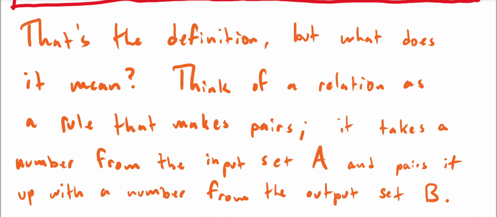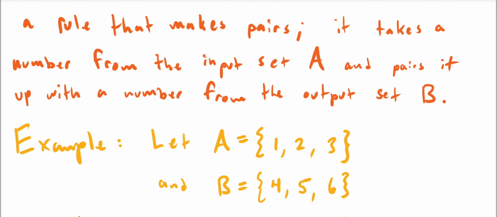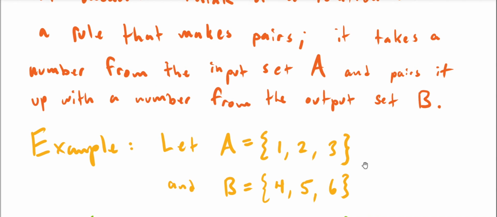Now, that's the definition, but what does that really mean? The way you should think about a relation is that it's some kind of rule that makes pairs. It takes a number or an element from an input set, and it pairs it up with a number or an element from an output set. Let's start with a simple example. Here's a set of three numbers, 1, 2, and 3. Here's a set of three numbers, 4, 5, and 6.